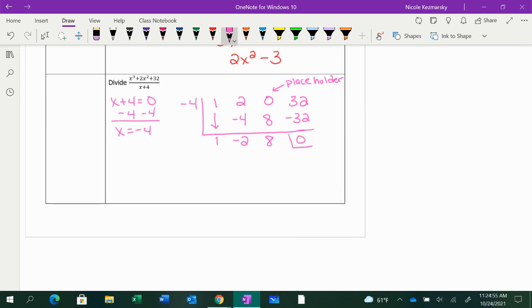So we don't have a remainder on this one. So 8 is our constant. It doesn't have an x. The negative 2 is going to have the x. And then the 1 is going to have the x squared. So we're going to have 1x squared minus 2x plus 8.